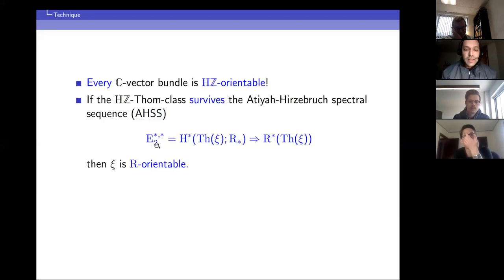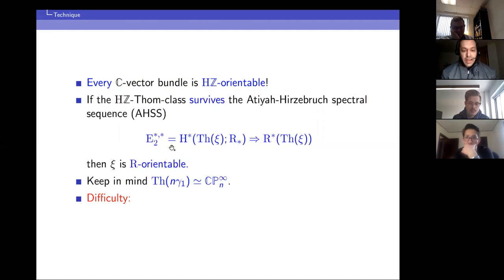Okay. So keep in mind that the Thom space of n times gamma 1 is denoted by CP infinity n. So when n is positive, this is just the nth co-skeleton, the collapse of CP n minus 1 in CP infinity. n can also be negative, in which case there are descriptions, which is just an extension of CP infinity.